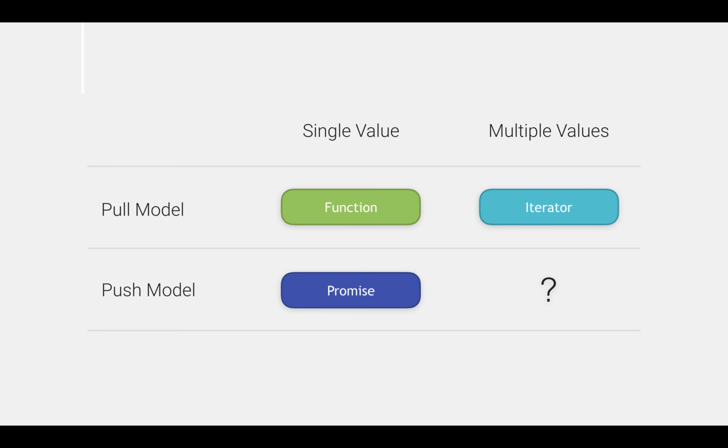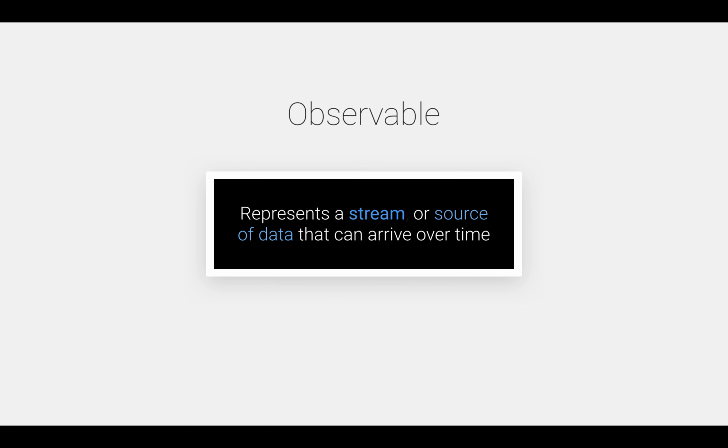What happens when we want to use the push programming model and have some kind of artifact that can return not a single value, but multiple values? We don't have that yet, which is exactly why I want to present this new concept, observable. What is an observable? It says that it represents a stream or source of data that can arrive over time.